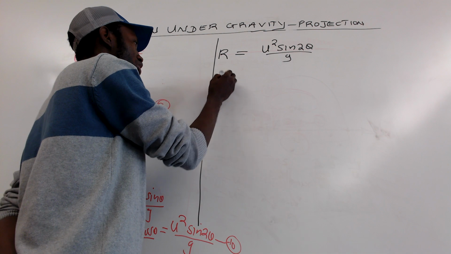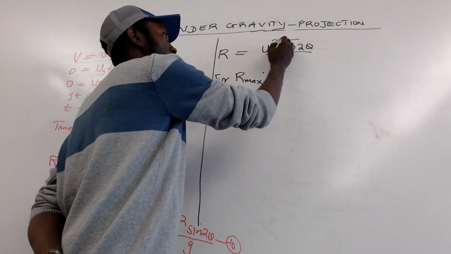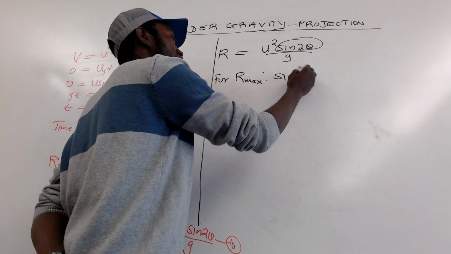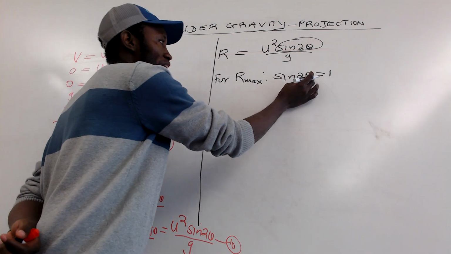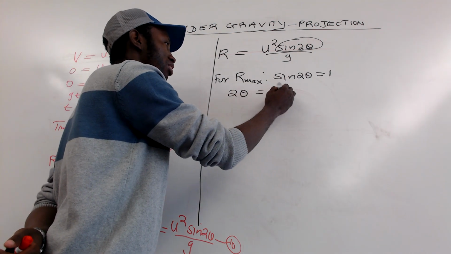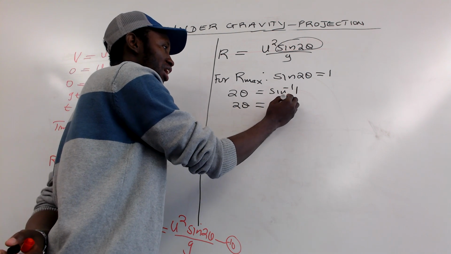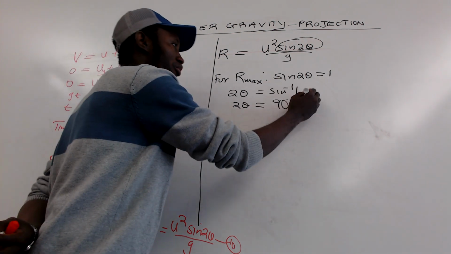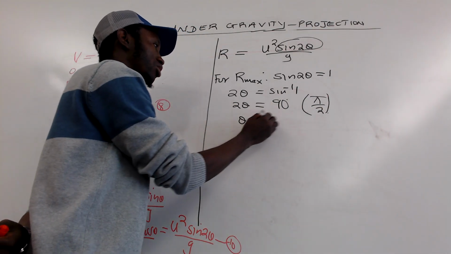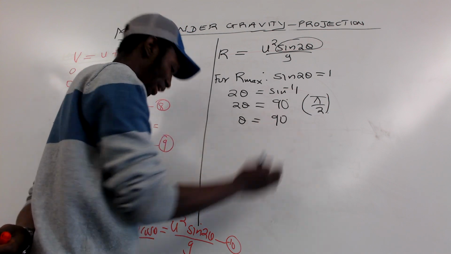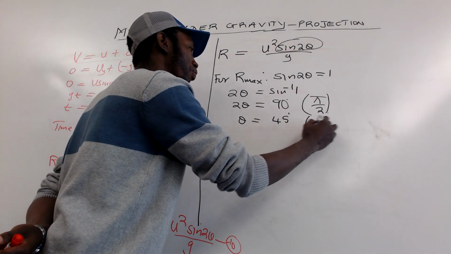Let's say for R max, for maximum range, sine 2 theta will be equal to 1. And if we are looking for theta, 2 theta is going to be sine inverse of 1, and if you use your calculator, sine inverse of 1 is going to be 90 degrees. In terms of radians, it's going to be pi all over 2 radians. So if we divide both sides by 2, theta is going to be 90 divided by 2, which is 45 degrees. In terms of radians, it's going to be pi all over 4.